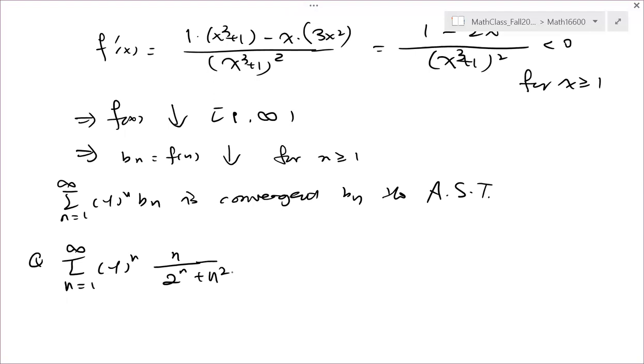Sometimes I don't want you to use the alternating series test, so I'm making it more complicated, to make it impossible to figure out when the derivative is negative. It's harder. Okay? Like this. You cannot use the alternating series test.